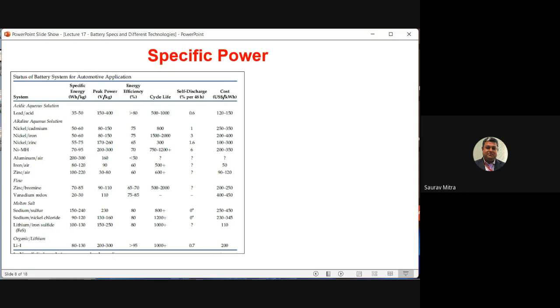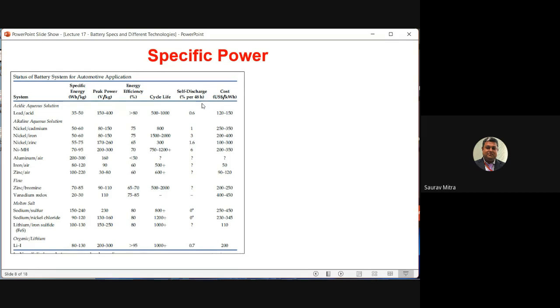So you are finding that it is an acidic aqueous solution, the lead acid battery. Specific energy, that is watt hour per kg, is 35 to 50. Peak power, watt per kg, is 150 to 400. Energy efficiency is greater than 80. Cycle life means how many times you can do charging and discharging. It is going almost up to 1000, so it says 500 to 1000, that is the minimum and maximum value.